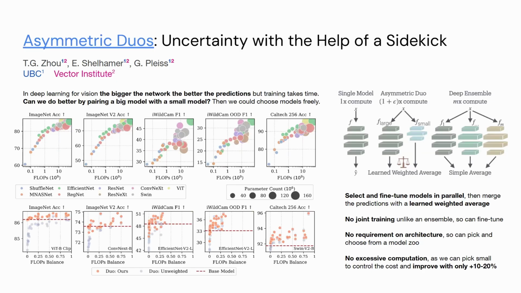So each of these little points, this is what we call a duo, a pairing of a large and small model. The blue is where you just combine them. You just average. You don't learn the average. And sometimes it helps, sometimes it hurts a lot, though. You see a lot of blue below the line.